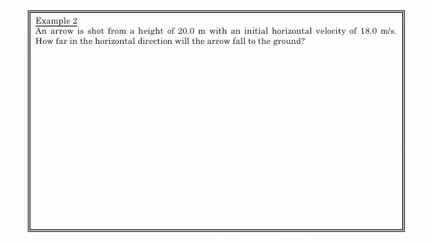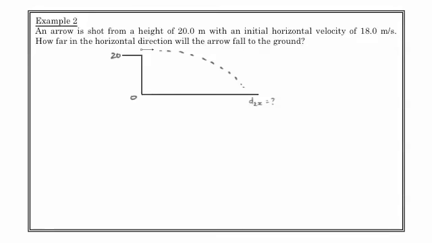Okay. Here's example 2. An arrow is shot from a height of 20 meters with an initial horizontal velocity of 18.0 meters per second. How far in the horizontal direction will the arrow fall to the ground? Another way of asking this question is, what's the range of this arrow? So now we're actually looking for not a velocity, but a displacement, because how far indicates a displacement.